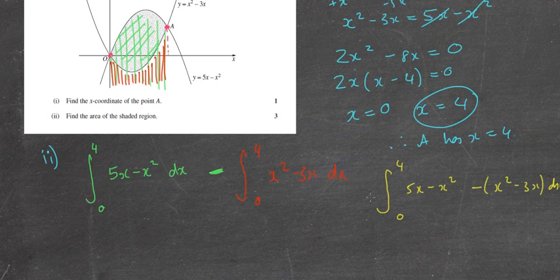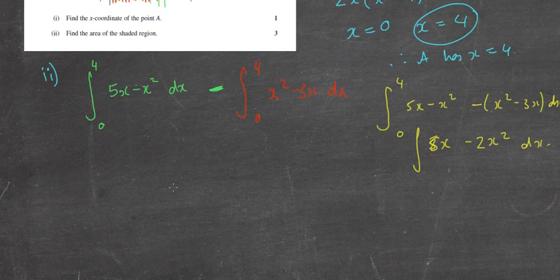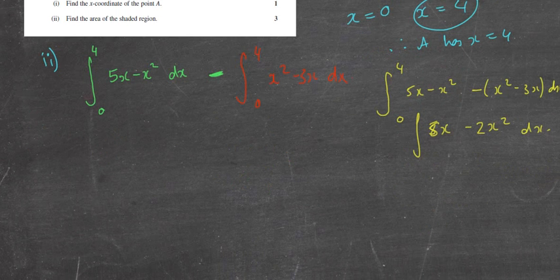I find people forget how to do that, and they don't realize that. So they do 5x plus 3x is 8x, and then minus 2x squared dx. Okay, but if you can do that, that's no dramas. That's quite a quick way to do things. But certainly, one of the ways not to make a mistake is to do them separately.